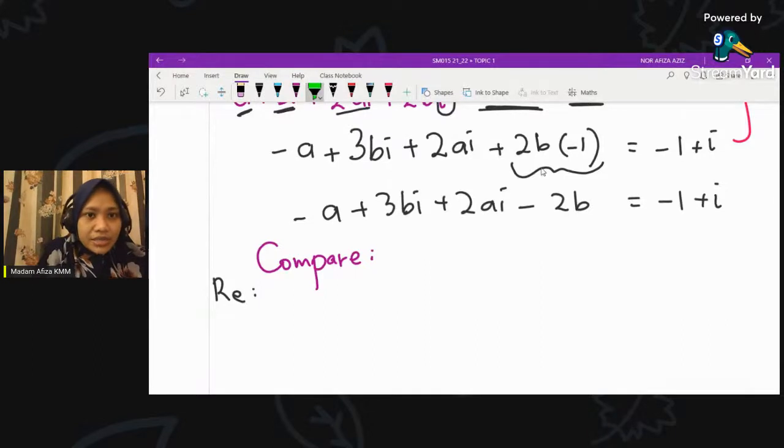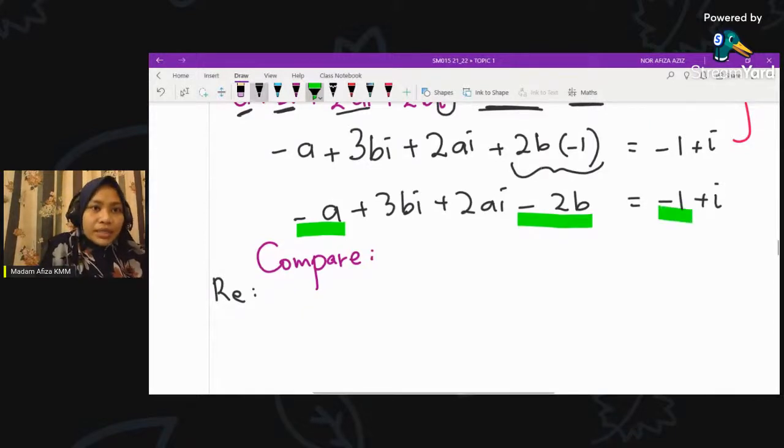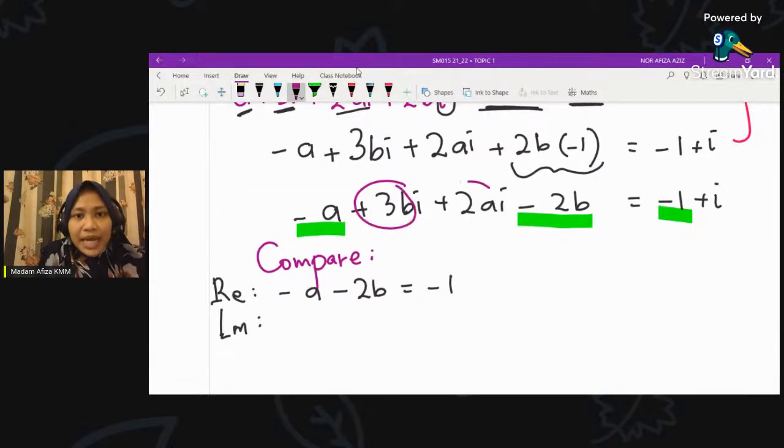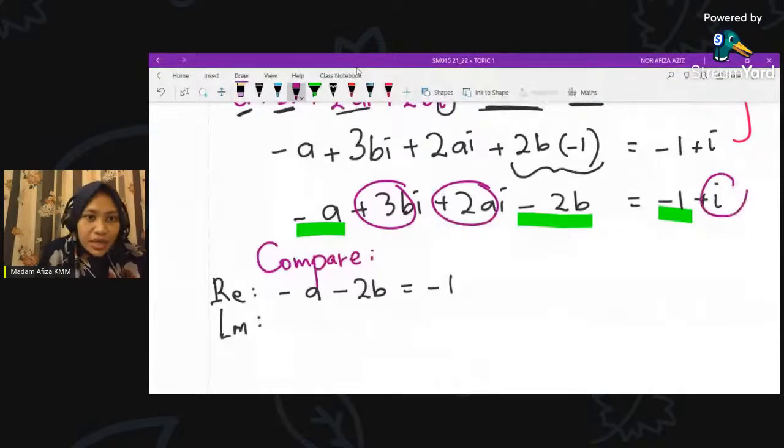So in this case, the real part is negative A minus 2B equals to negative 1. Then we have the imaginary part. For the imaginary part, we have 3B plus 2A equals to 1.